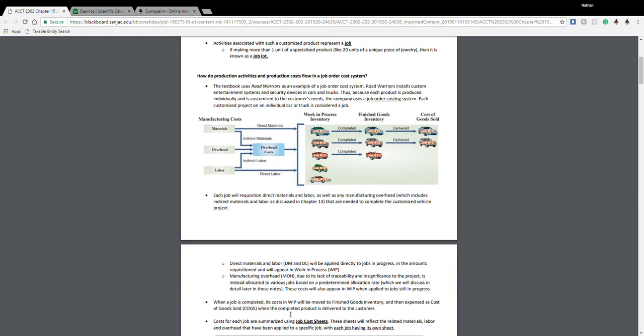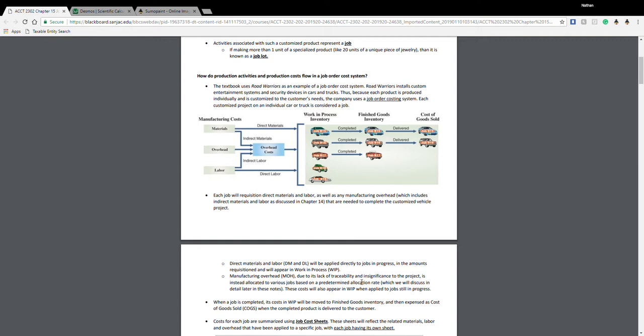Again, it's basically that formula that we've already done in chapter 14. We're just breaking it down now into its proper journal entries. So right here with our notes, again, direct material and labor will be applied directly to jobs in progress. Any amount requisitioned will appear in work in process. Manufacturing overhead, due to that lack of traceability, remember, we can't trace anything in overhead to a particular product, but we know since it's dealing with the factory, it's part of production costs.